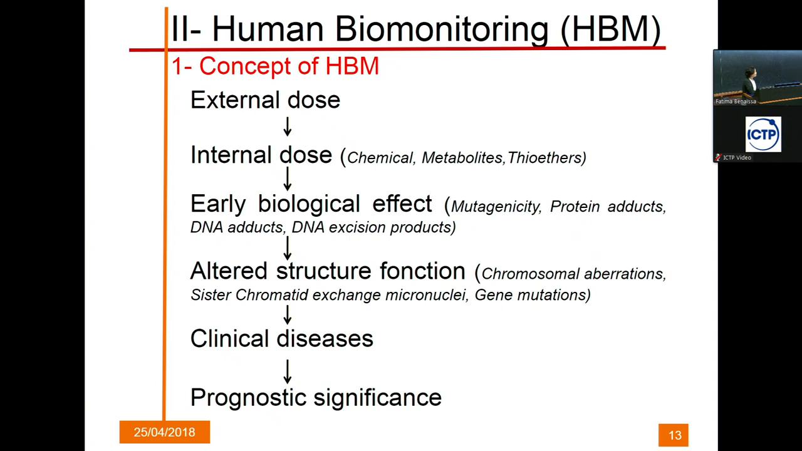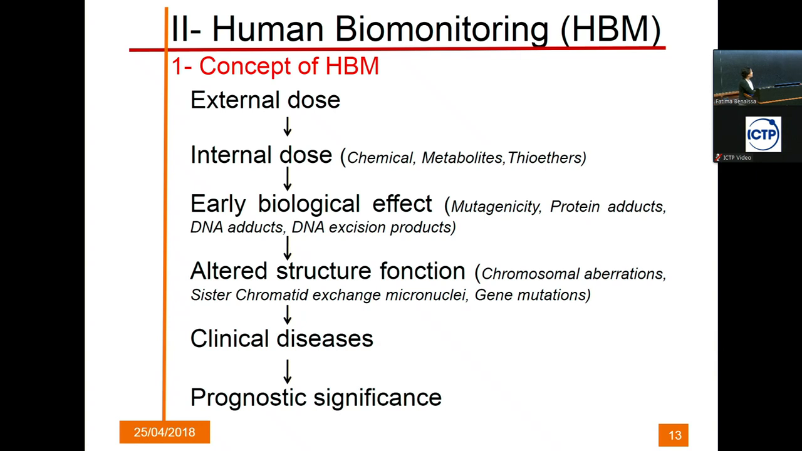The second method is biomarkers of susceptibility, when we have to know the sensitivity of individuals or early biological effects. And lastly, biomarkers of effects. It consists of clinical diseases. Human biomonitoring has many uses, to know the effects of air pollution on health.